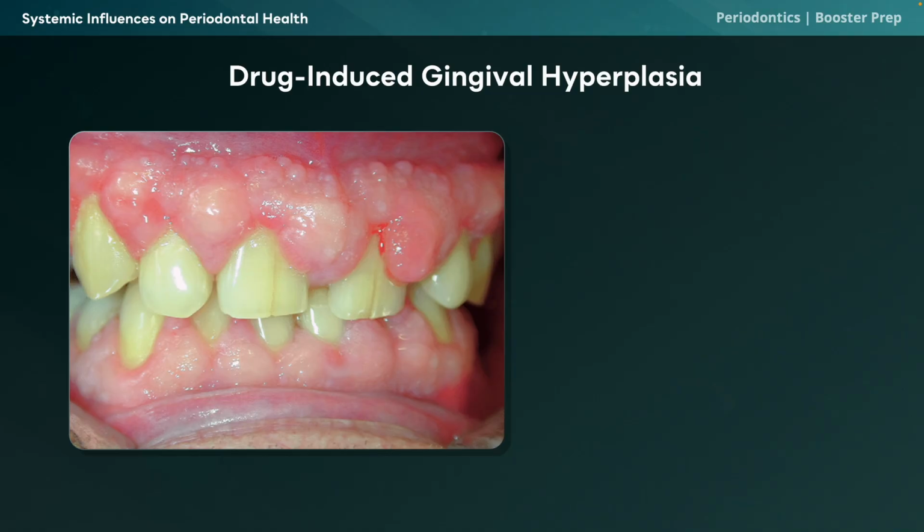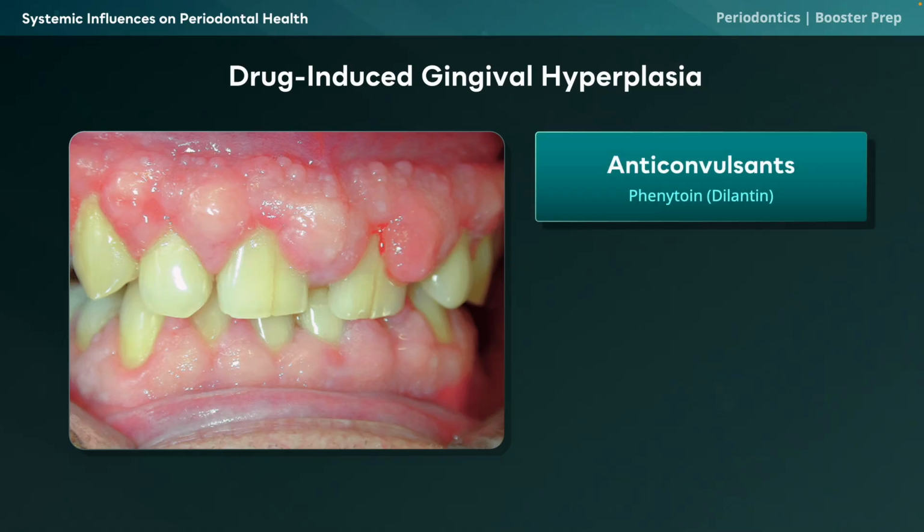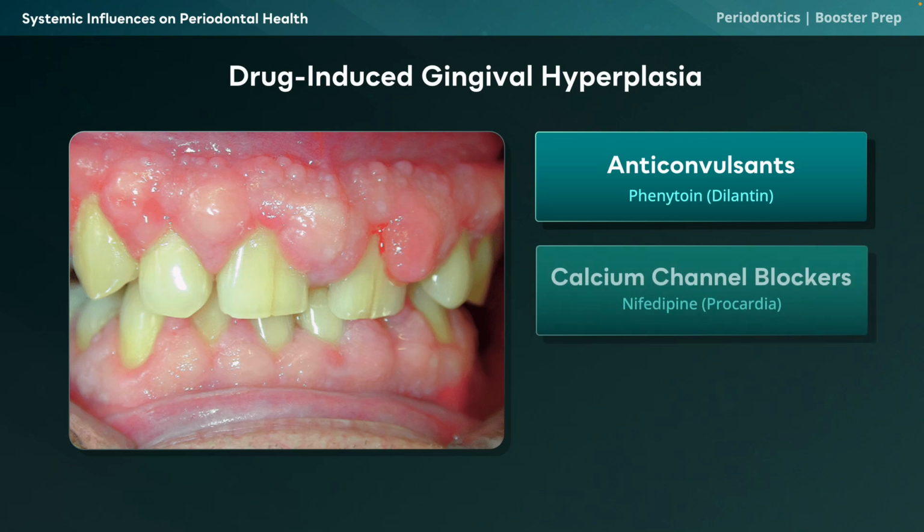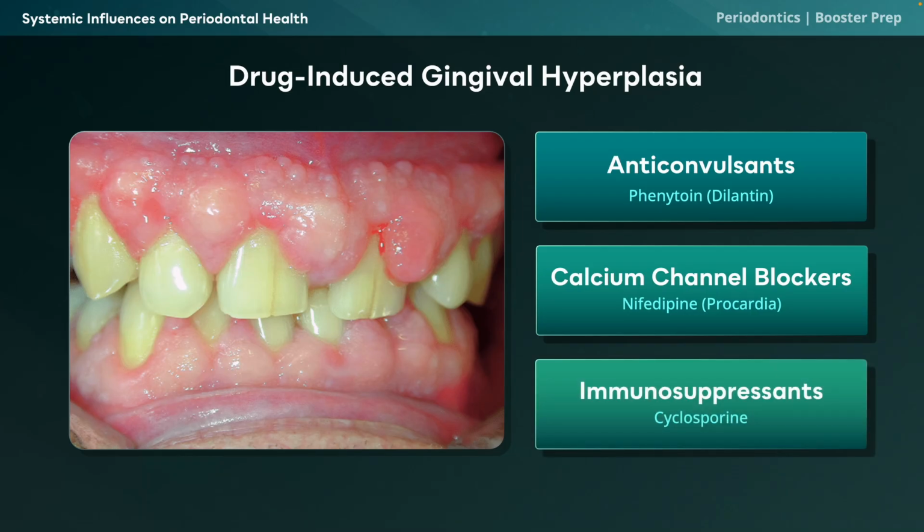The three main drug classes associated with this condition are anticonvulsants, such as phenytoin or Dilantin, and these are commonly used to manage seizures. Calcium channel blockers, a class of antihypertensive medications, with an example being nifedipine or Procardia, and immunosuppressants, particularly cyclosporine, which is often prescribed to transplant patients.